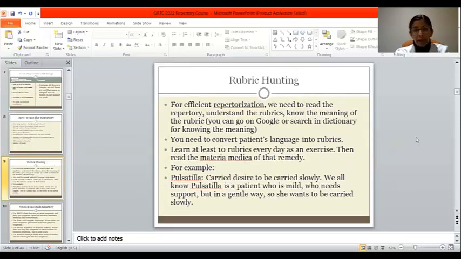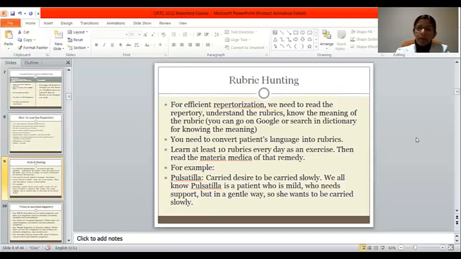So for rubric hunting, for efficient repertorization, we need to read the repertory, we need to understand the rubrics, and know the meaning of the rubric. If you don't understand the meaning of the rubric, you can search in the dictionary, and you can know the meaning first. You need to convert patients' language into rubrics. So learn at least 10 rubrics every day as an exercise. This would be my suggestion for you all.